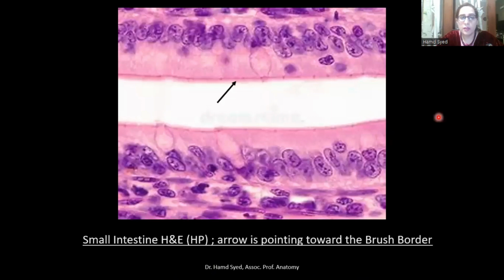So here is the tissue slide from the small intestine, and it has been stained by hematoxylin and eosin, and it is a high power view. And here the arrow is pointing towards this faint line, which is visible at the luminal aspect of the enterocytes, and this is known as the brush border or the striated border. And what is it composed of? It consists of the microvilli, which are present on the luminal or apical ends of these enterocytes.